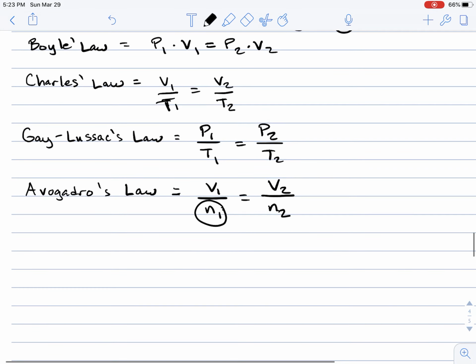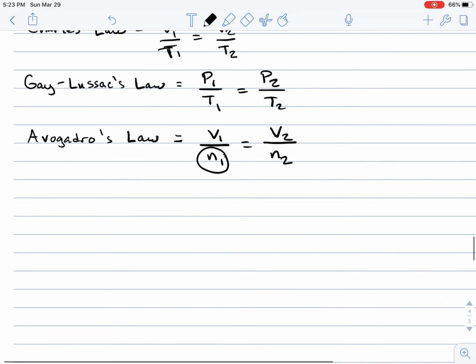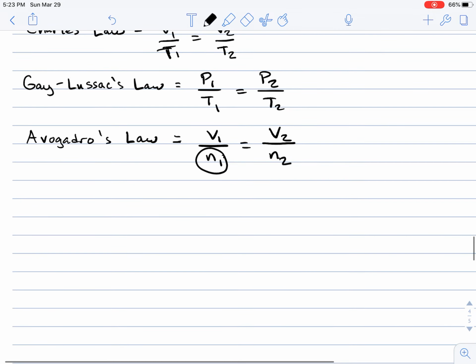All right, and so another equation that we discussed is the combined gas law.